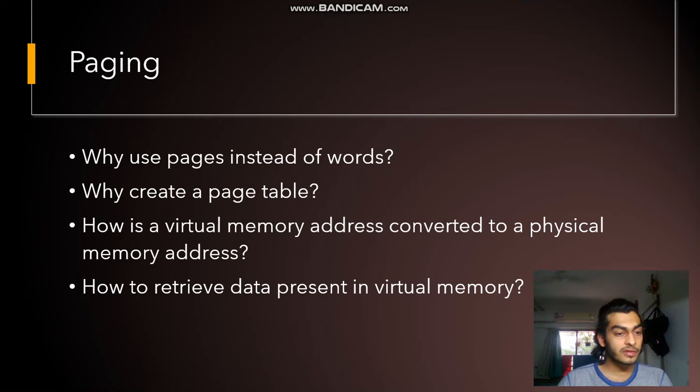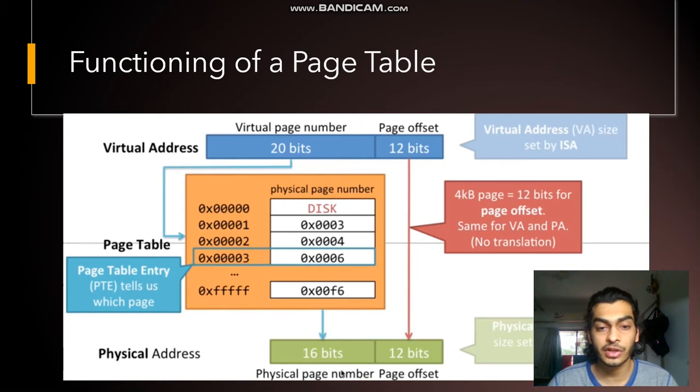Now, let us see the functioning of a page table. Let us consider a 32-bit system. It will have a virtual address of 32 bits. Now the page offset is 12 bits. What is page offset? Page offset is something that is used to correspond to a particular word in a page. So a page would contain 1000 words.